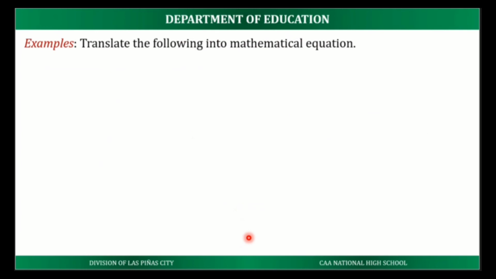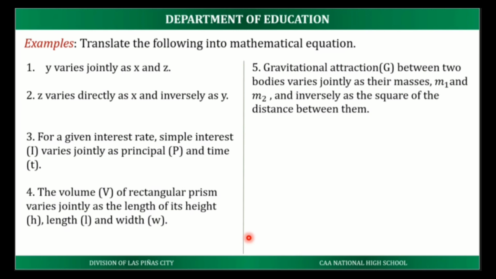So, let's translate the following variation statements into mathematical equations. Again, we're going to identify what type of variation and then the translation or the mathematical equation. Number 1. Y varies jointly as X and Z. So this is an example of joint variation. So we have Y is equal to K, X, Z.